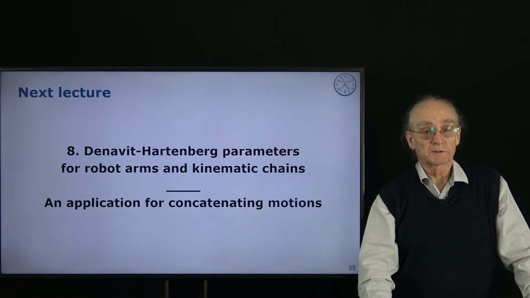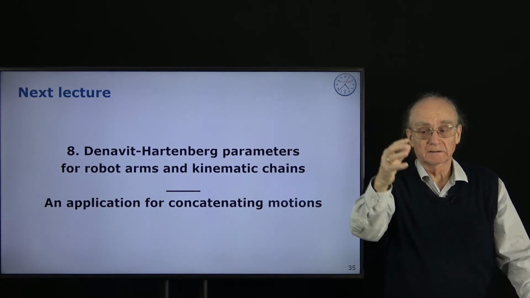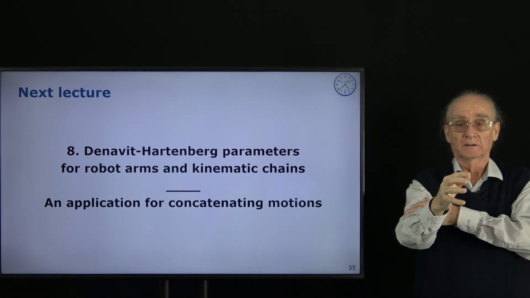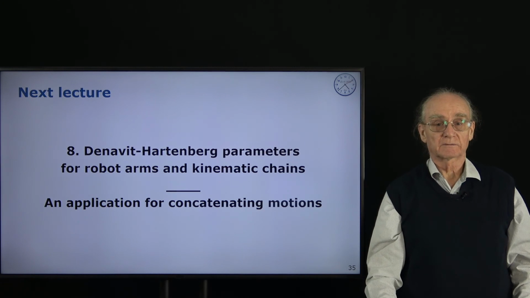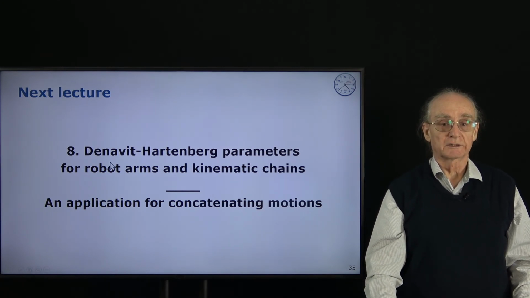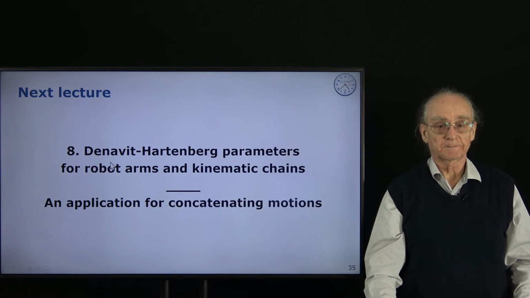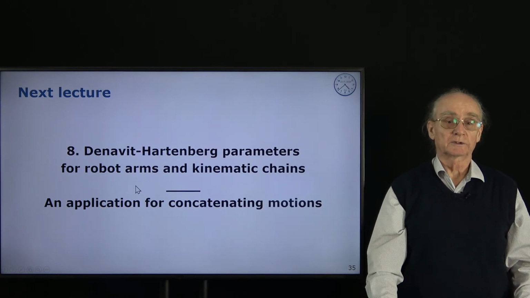Thank you very much for this part. And the next lecture is on modeling robot arms, which consists of different links like our arm, and they are related by some relative motions. And these relative motions are usually parameterized by what is called the Denavit-Hartenberg parameters. We will have a look at this, and this is an application for concatenating uncertain motions. Thank you very much. Until next time.